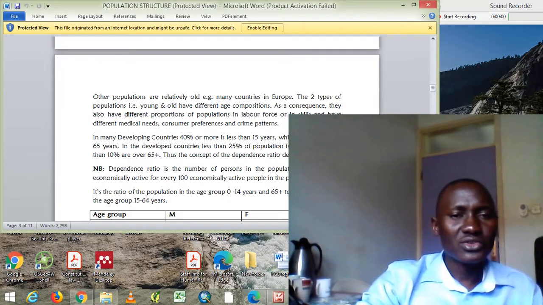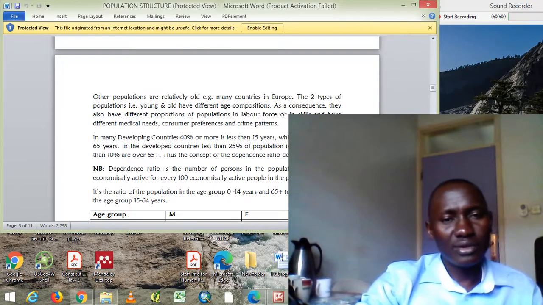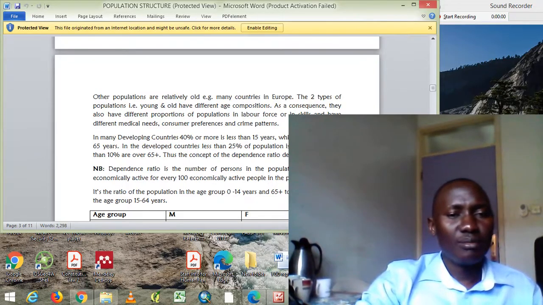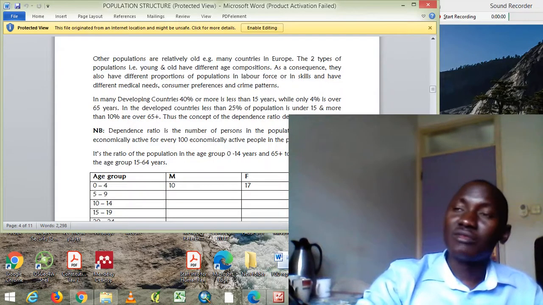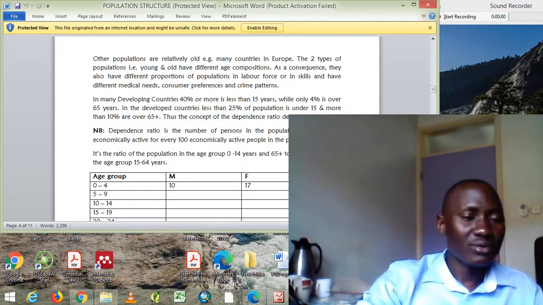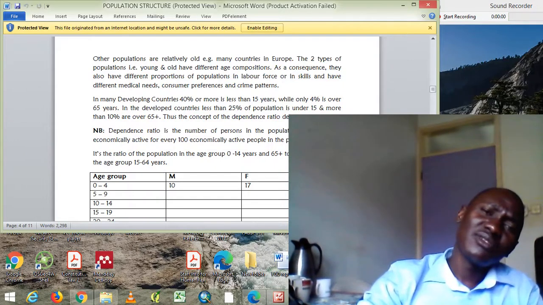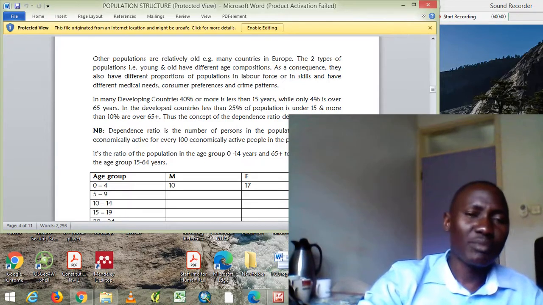So the dependence ratio, like we define it here, is the number of persons in the population who are not economically active, for every 100 that are economically active in a population. Some of you are firstborns in your homes, you're going to graduate, and then you will take up responsibility of everybody in your home, including your parents.